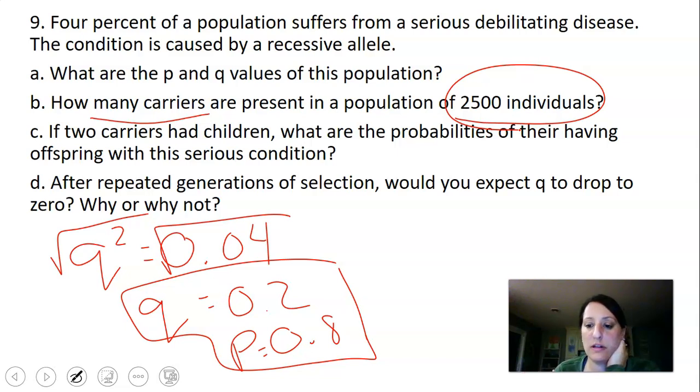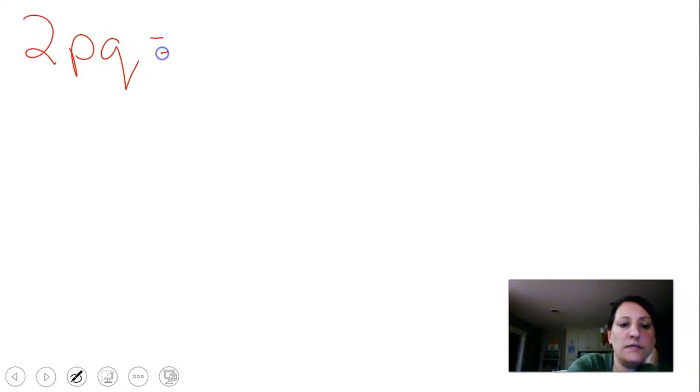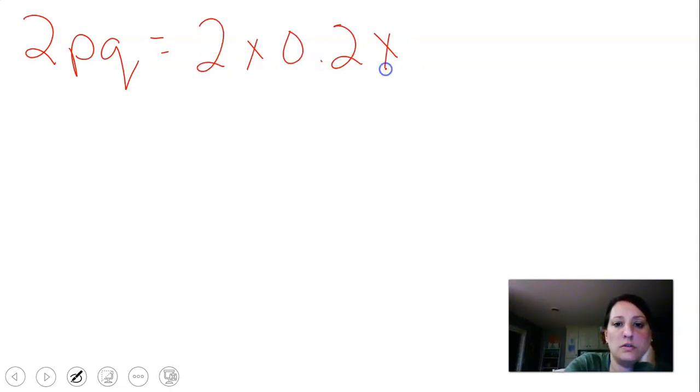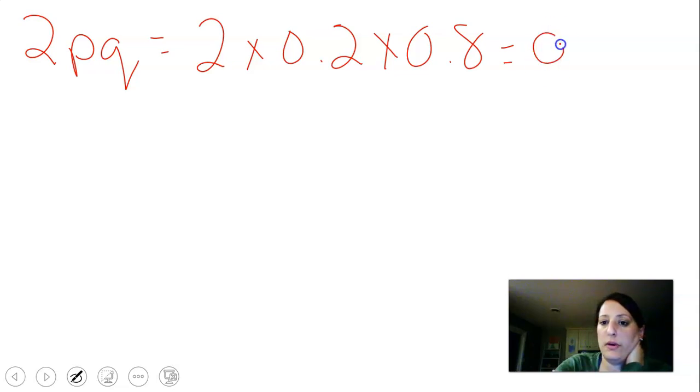So let's go to the next slide. So the frequency of carriers. So I got 2PQ, which equals 2 times 0.2 times 0.8. And so that should equal 0.32.